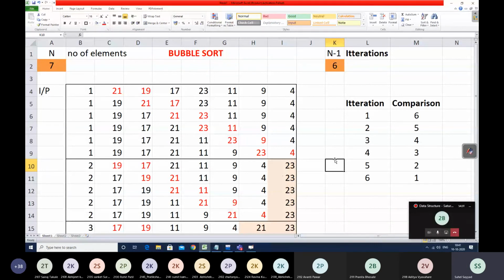But when I told you that there are 10 numbers, the number of iterations became 9. First iteration had 9 comparisons. Second iteration had 8 comparisons, and so on. So the number of iterations and the comparisons happening within each iteration are dynamic in nature. Based on your input, they are going to change. So we need to write these conditions dynamically while writing the code for this particular bubble sort.